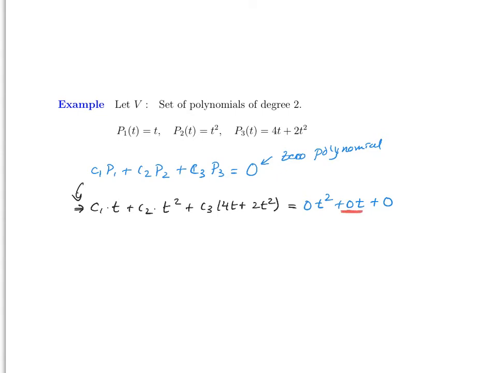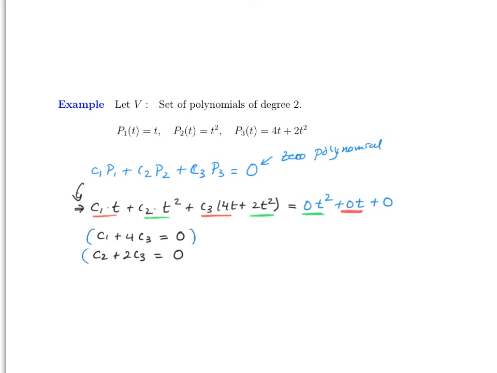So for example, the coefficients of t are this. That means that c1 plus 4c3 should equal 0. If you look to the coefficients of t squared, it also has to give you 0. Then that means that c2 plus 2c3 should also give you 0. Okay, so now we have to solve this system of equations.